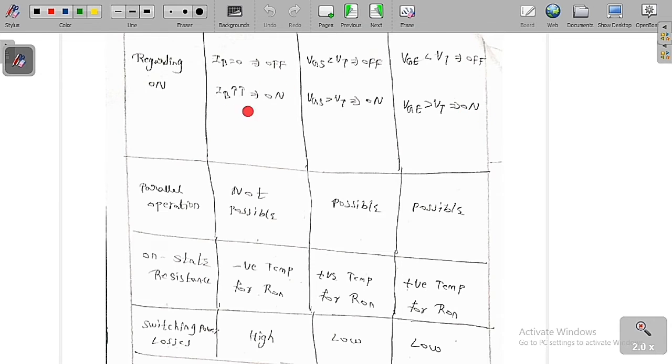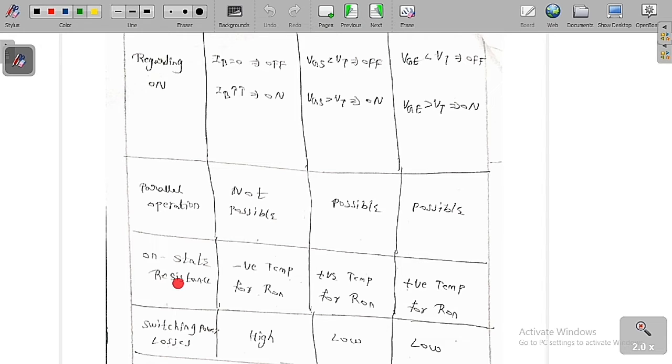So we can say clearly that the switching, the on and off of the BJT, is dependent on current, so it is called a current control device. Whereas for the MOSFET, the on and off depends upon the voltage, so it is called a voltage control device. Similarly, the on and off state of the IGBT also depends upon the voltage, so it is called a voltage control device. And parallel operation is not possible in the BJT, whereas it is possible for the MOSFET and the IGBT.